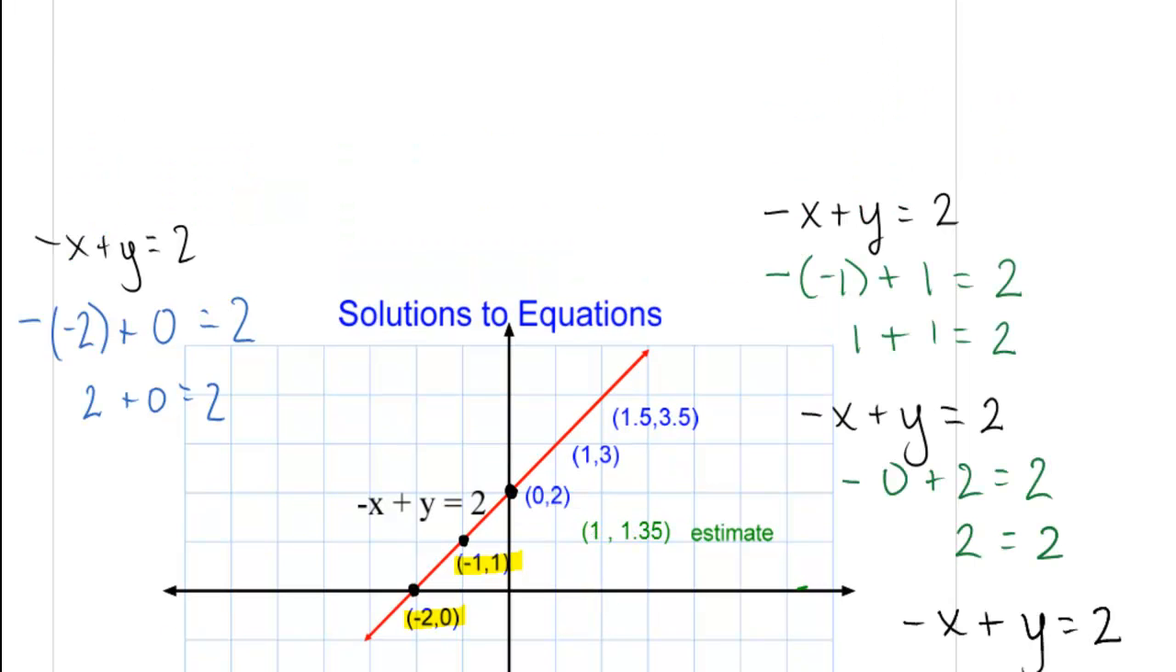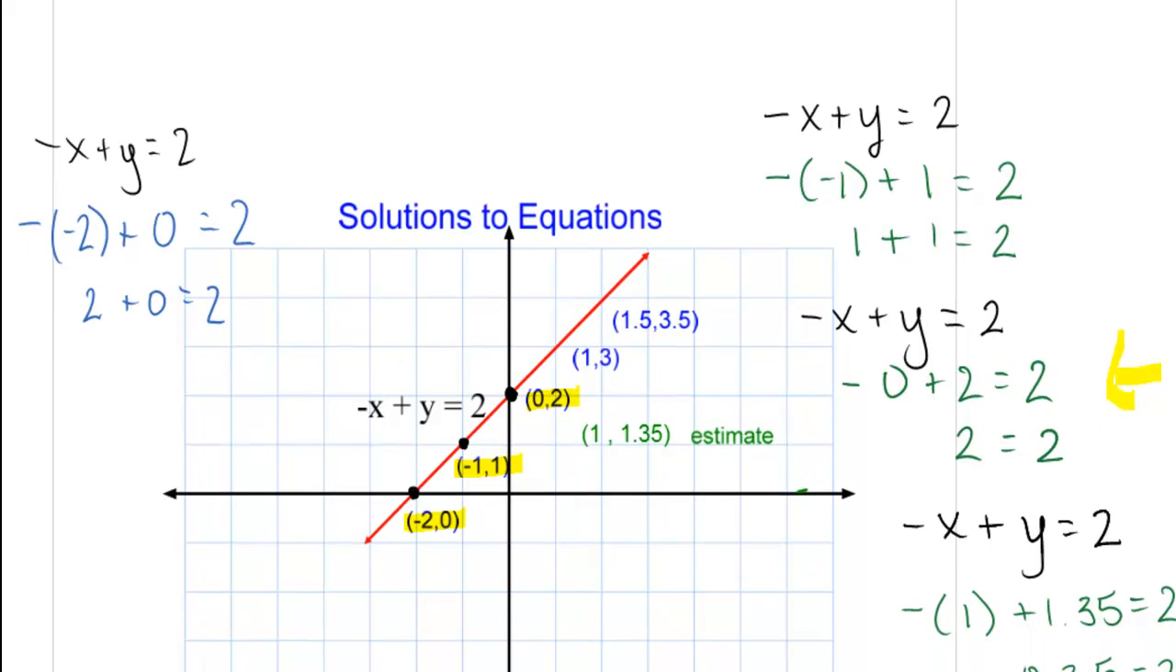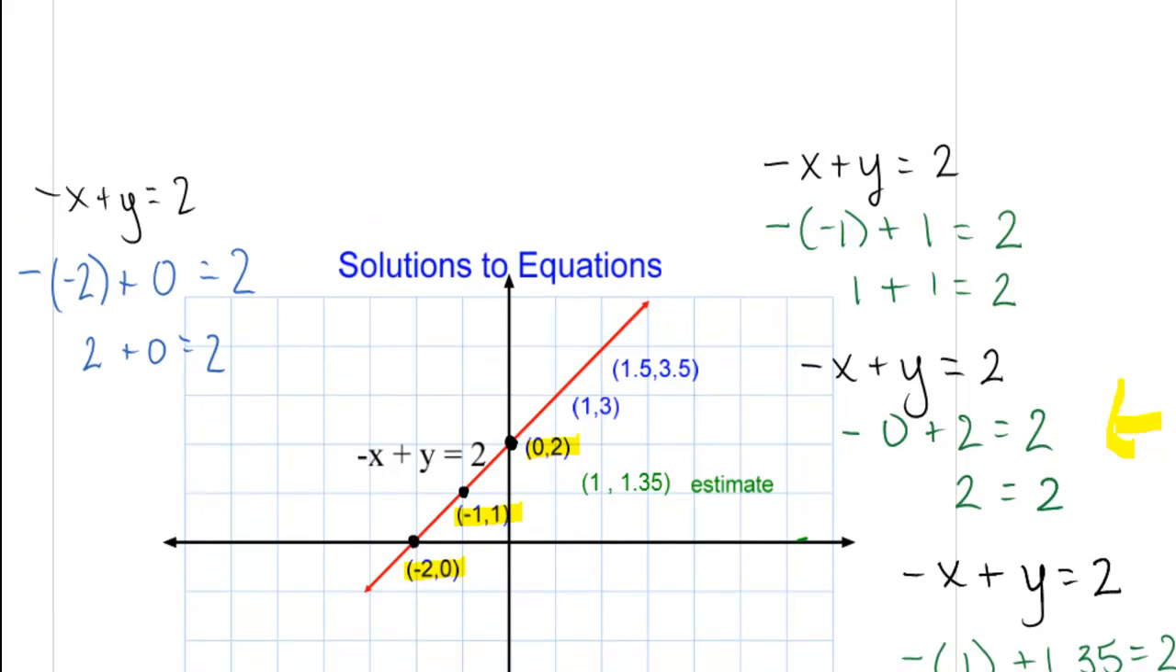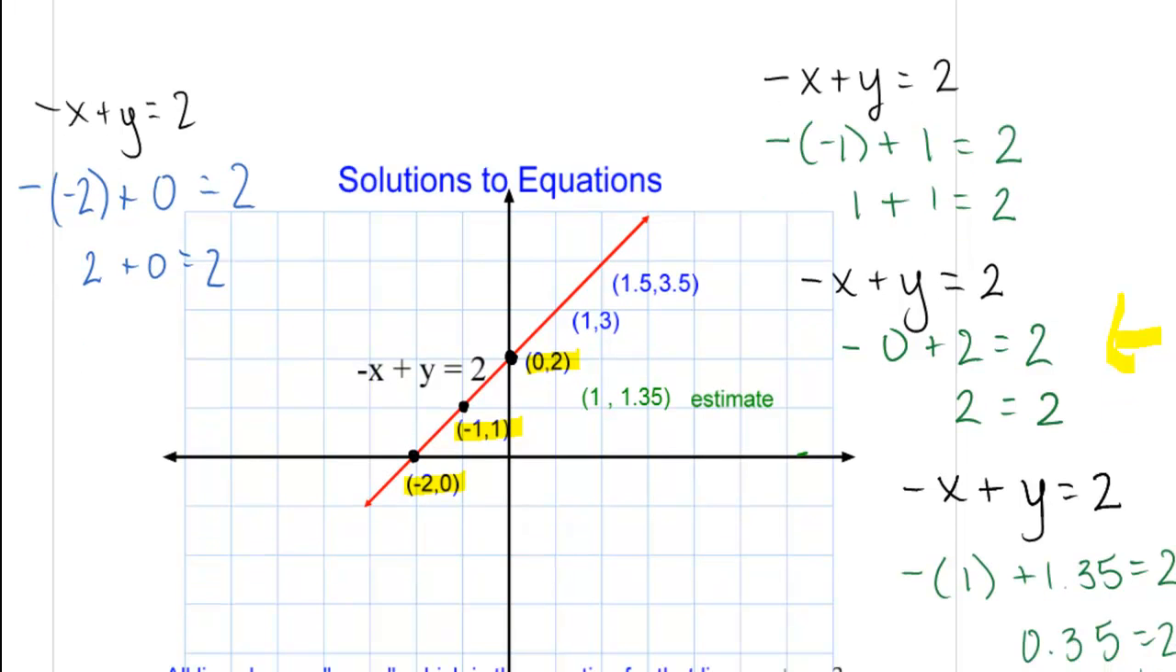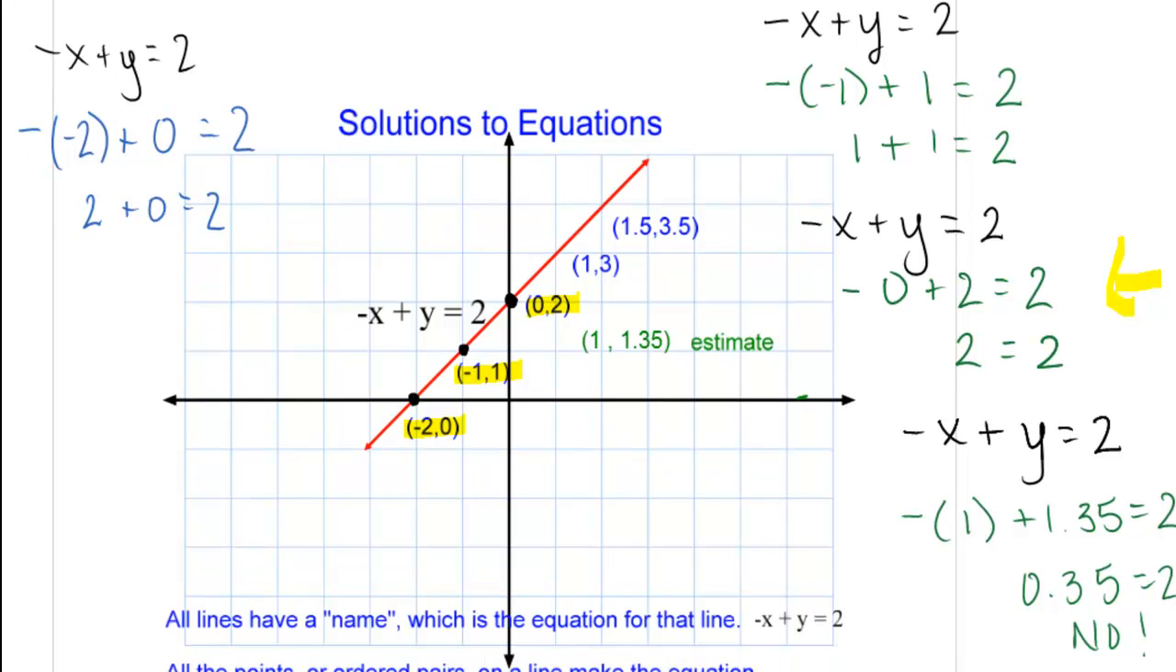First I substituted 0 and 2 in the place of x and y. There's no such thing as the opposite of 0, so we just end up with 0 plus 2, which is 2. So we end up with a true statement. Therefore, 0, 2 is a point on our line. Now, in the next example, we substitute 1 and 1.35. The opposite of 1 is -1. 1.35 plus -1 just gives us 0.35. That is not equal to 2. So this is not a point on our line.